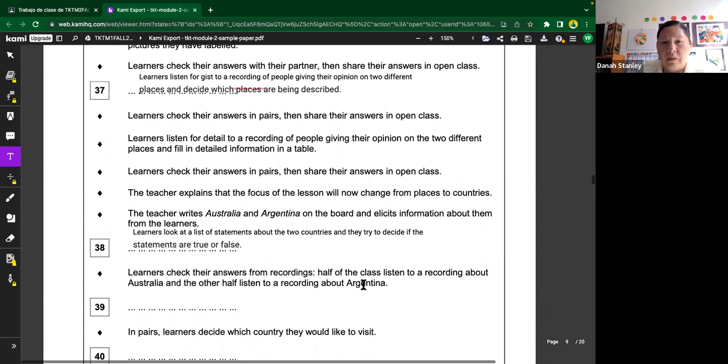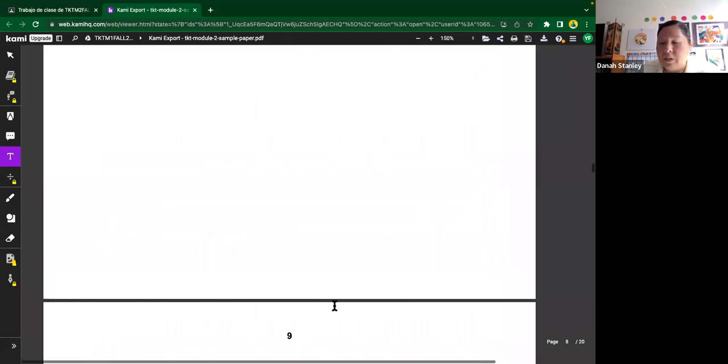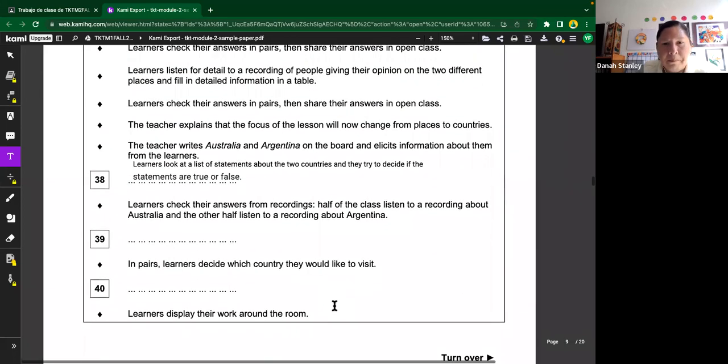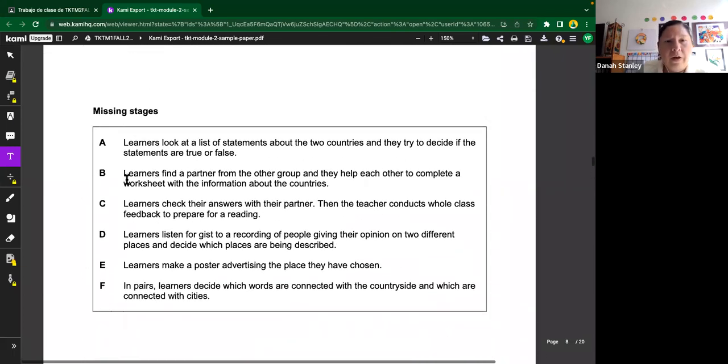Half of the class listens to a recording about Australia and the other one about Argentina. They decide which country they would like to visit. So is 30. 39 is letter B. Learners find a partner from the other group and they help each other to complete a worksheet with information about countries.